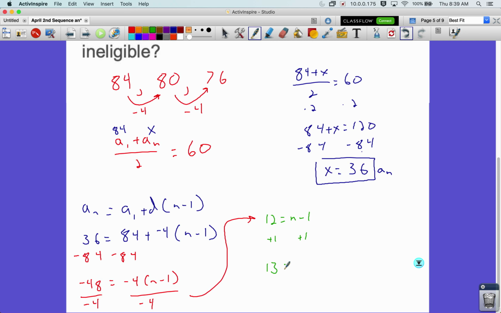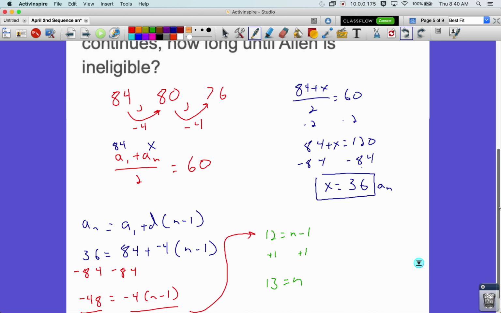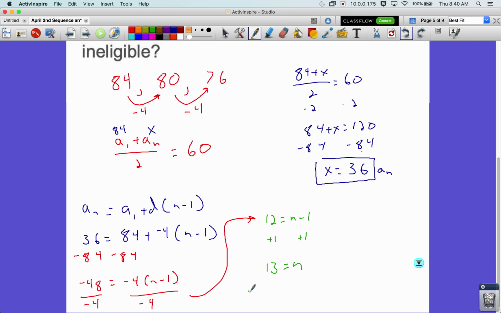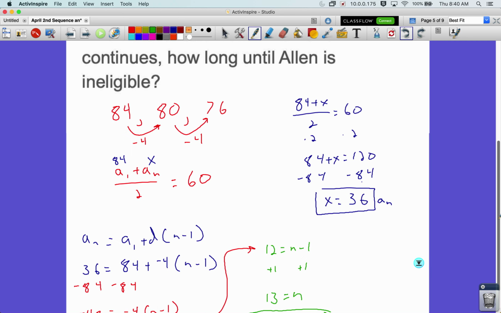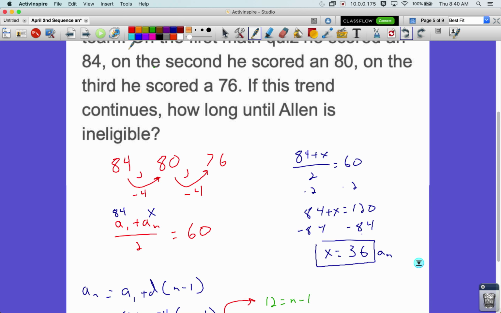And so 13 equals n, but be careful here. So it's on the 13th quiz that Alan's percentage is going to drop down to a 60%. So really it's after his 14th quiz that he will become ineligible. Because right at 13, he's just barely still eligible to play football. At the 14th quiz, he becomes ineligible. Okay.